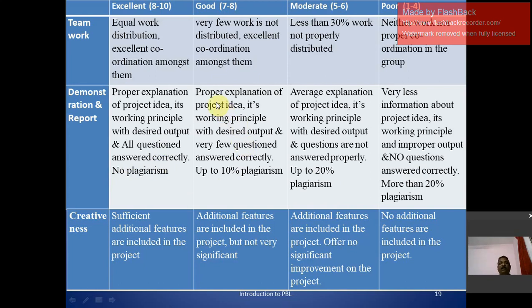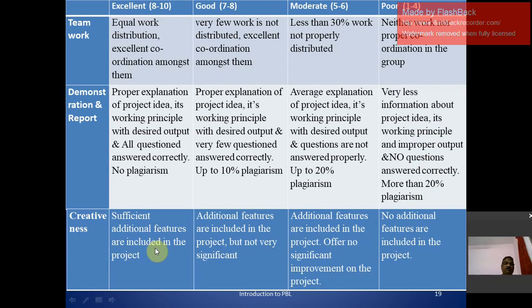Under the good category, there is proper explanation of the project idea and its working principle with desired output, and very few questions answered correctly, and plagiarism is 10%. Therefore, it comes under good. Here, plagiarism is 20% and questions are not answered properly, therefore it is moderate. In poor, there is very little information about the project idea and its working principle, improper output, no questions answered correctly, and more than 20% plagiarism. Therefore, it comes under poor.